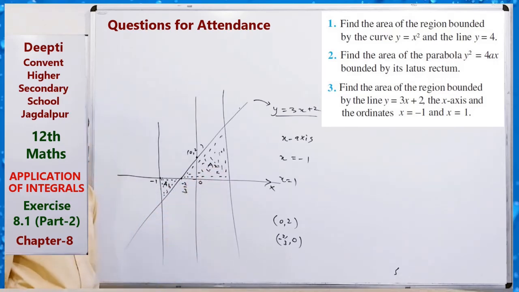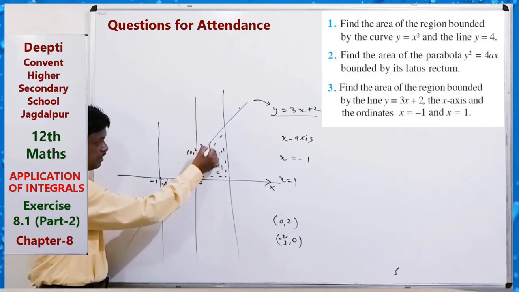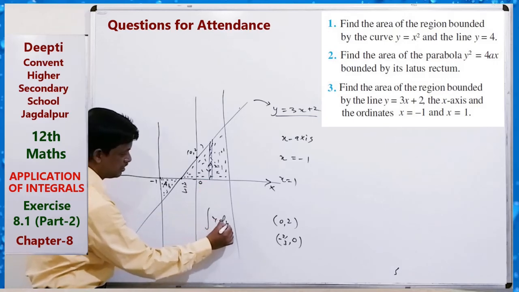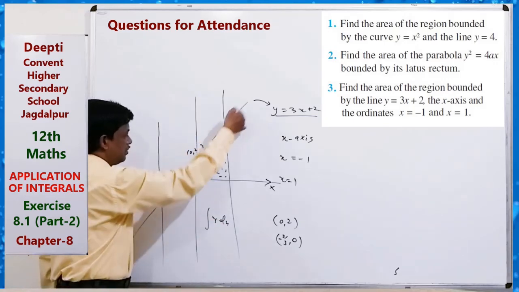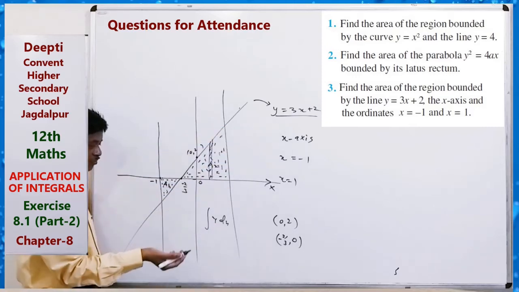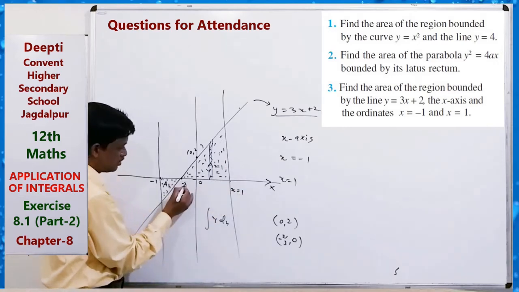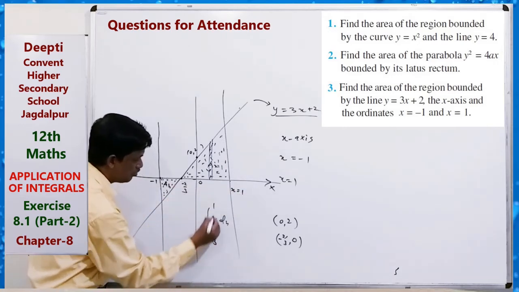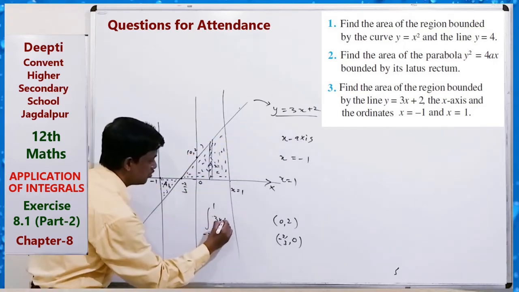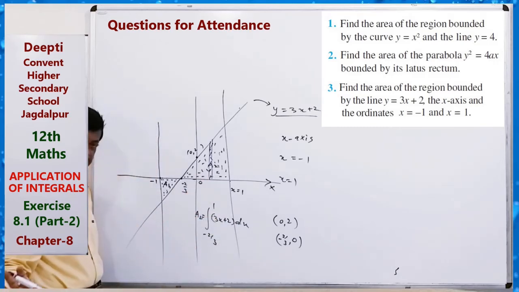We can find the first part area. For this part, take a vertical strip, integration y dx. Y means from this line, y equals 3x plus 2. And from where? This is x equals to 1, this is minus 2 by 3. So minus 2 by 3 to 1, 3x plus 2 dx. This is A1, the upper part.